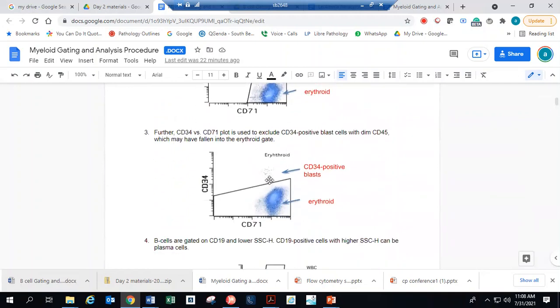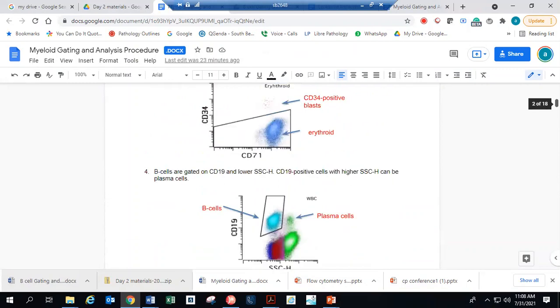Next is again CD34. So exclude the CD34, because the CD34 positive will be the blasts. And if you have maybe the erythroid blasts, you can see that they will be over here maybe. Usually erythroids are 34 negative anyways. So you can see the erythroids, they will be 34 negative and CD71 positive.